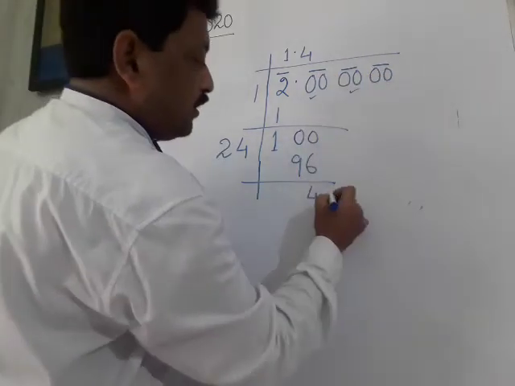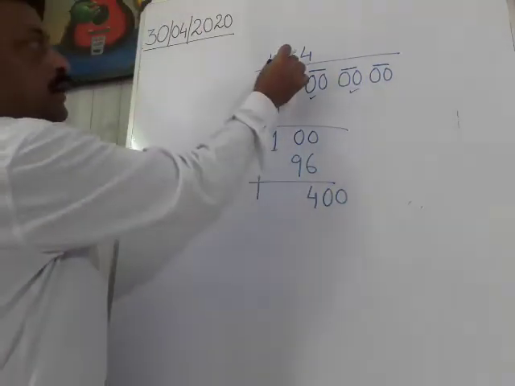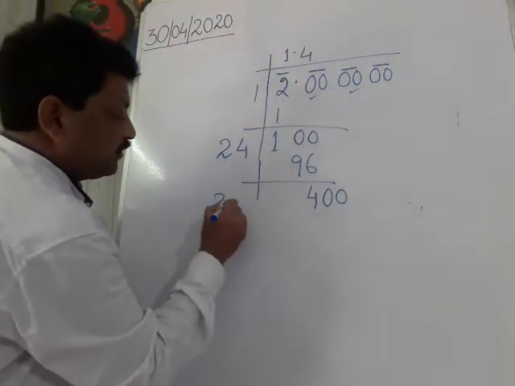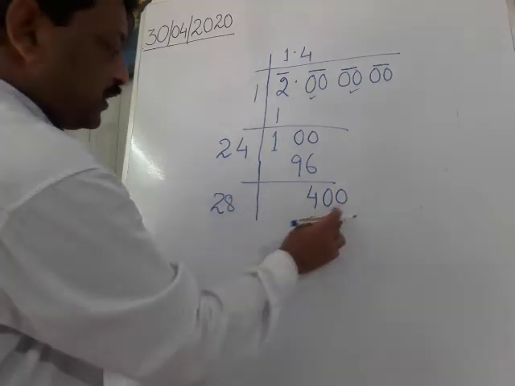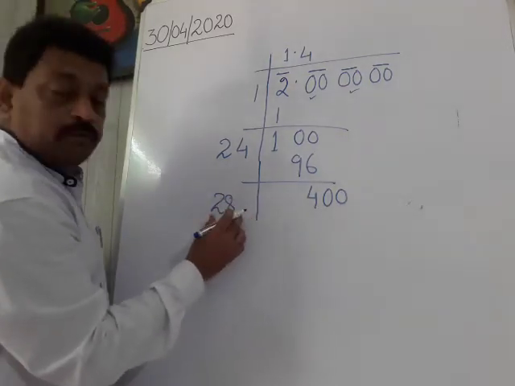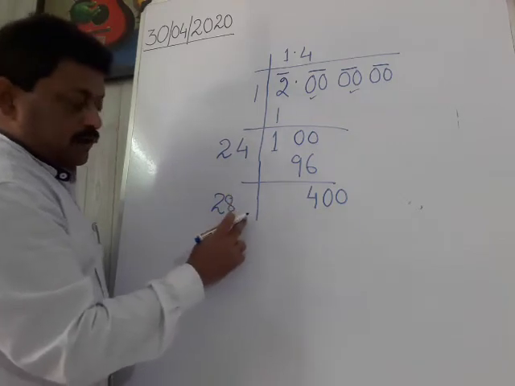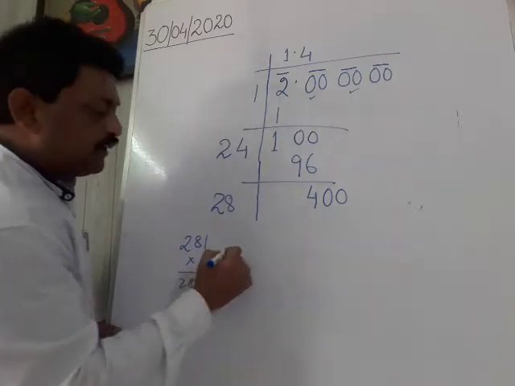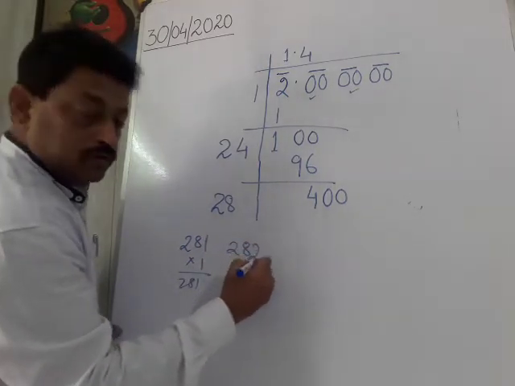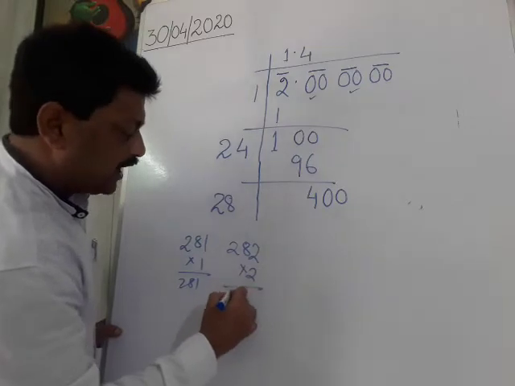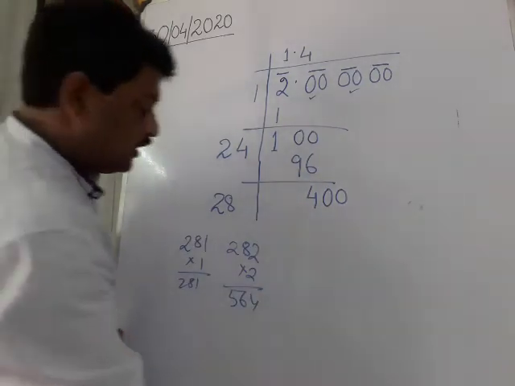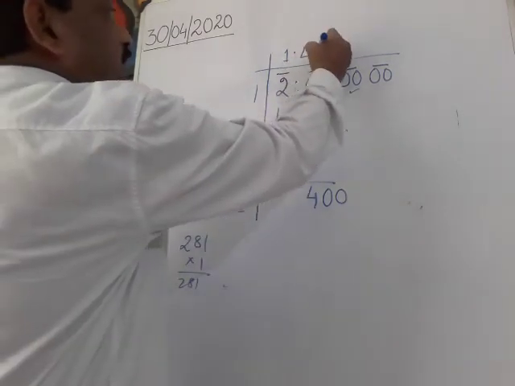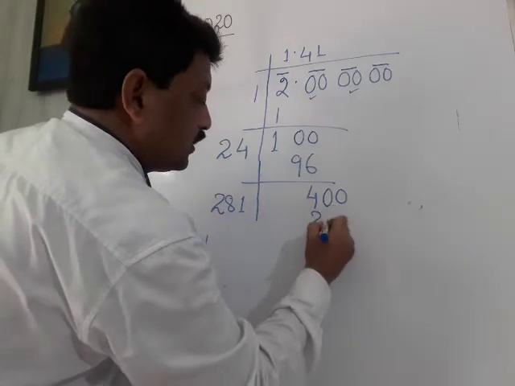Now the next group, 2 more zeros. Here it is 1 4, but we will consider 14. So double of 14 is 28. Now this is 400 and this is 28. If I put 1 here, it will become 281. If so, 281 into 1 is 281. If I take 2, so 282 into 2, that will give 564. It is becoming more than 400. So I have to take 1 only. So here 1 as well as here. Then it is 281.